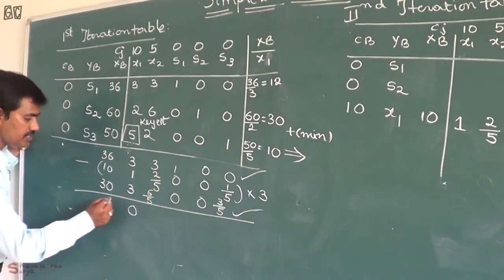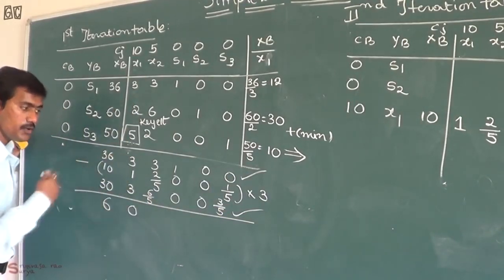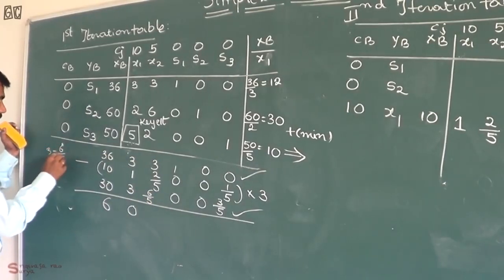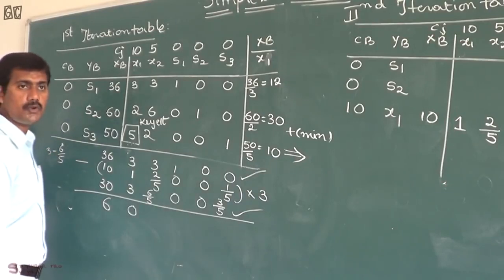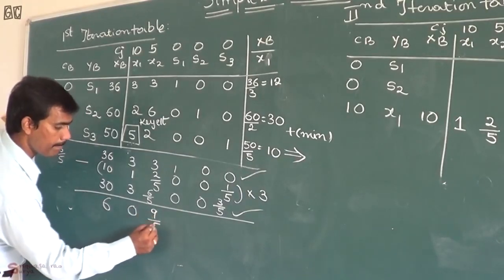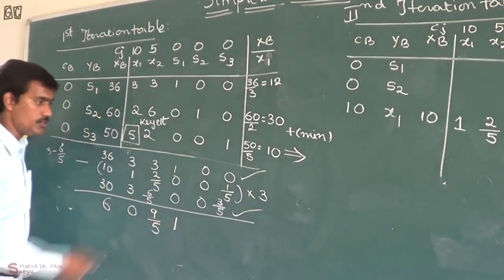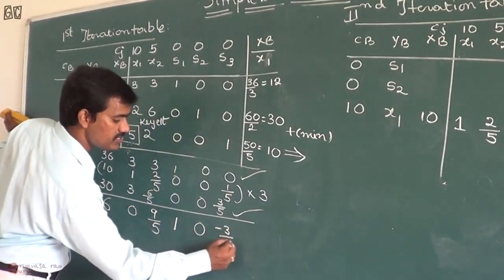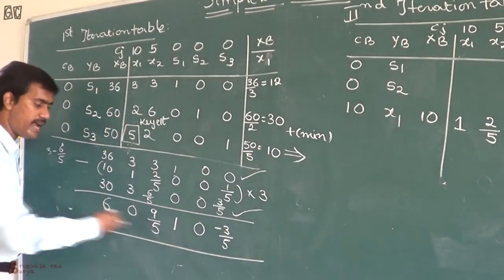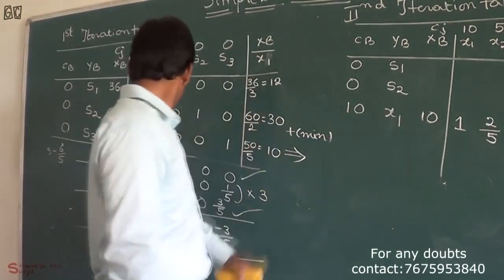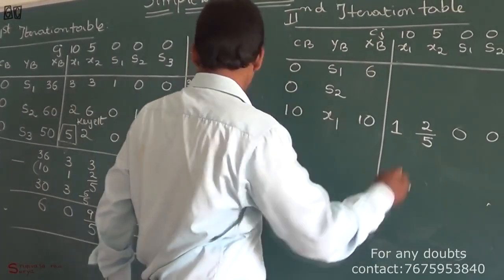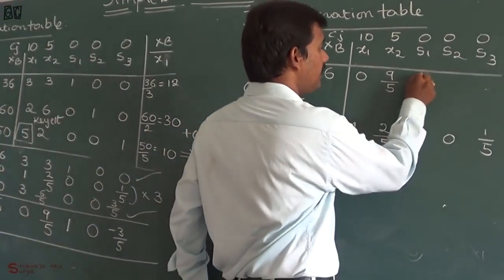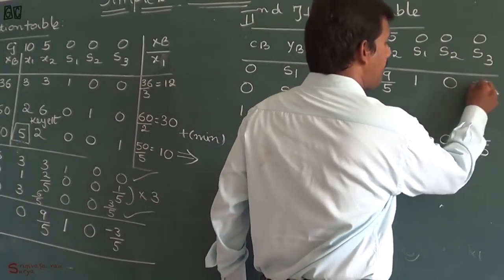36 minus 30, that is 6. 3 minus 3, that is 0 as usual. 3 minus 6 by 5, that is 15 minus 6, so that is 9 by 5. 1 minus 0 again 1, 0 minus 0 again 0, and 0 minus 3 by 5, that is minus 3 by 5. So we have to write this entire row here, that is 6, 0, 9 by 5, 1, 0, and minus 3 by 5.